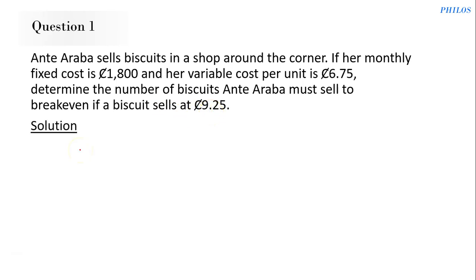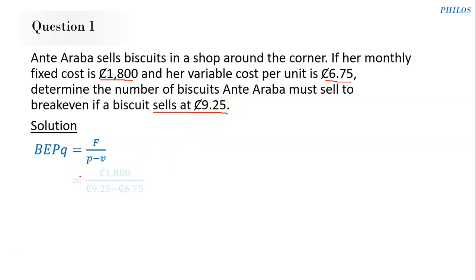So to solve this, let's record the formula for break-even point in units, and that is F divided by P minus V, isn't it? Now, when you go back to the question, it says the fees cost is 1,800 cedis and the variable cost per unit is 6 cedis 75 pesos. And further, the biscuit sells at 9 cedis 25 pesos. This is the selling price per unit. So we are going to substitute them in the formula.